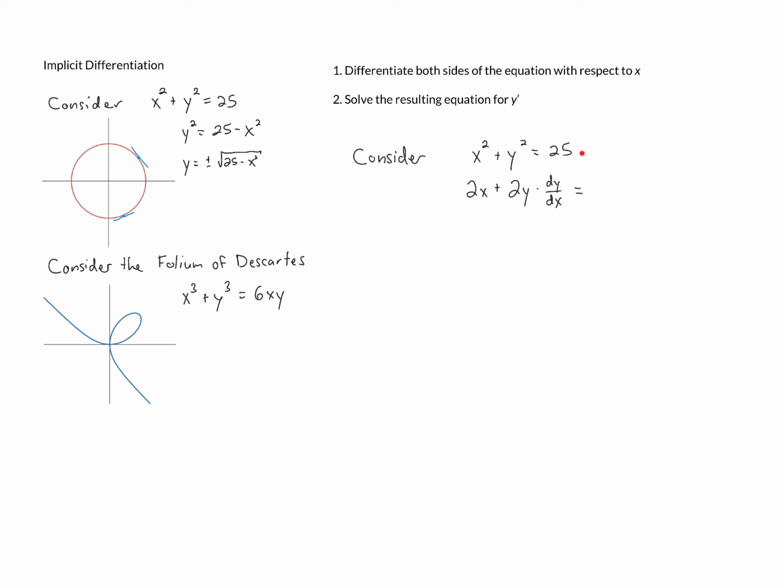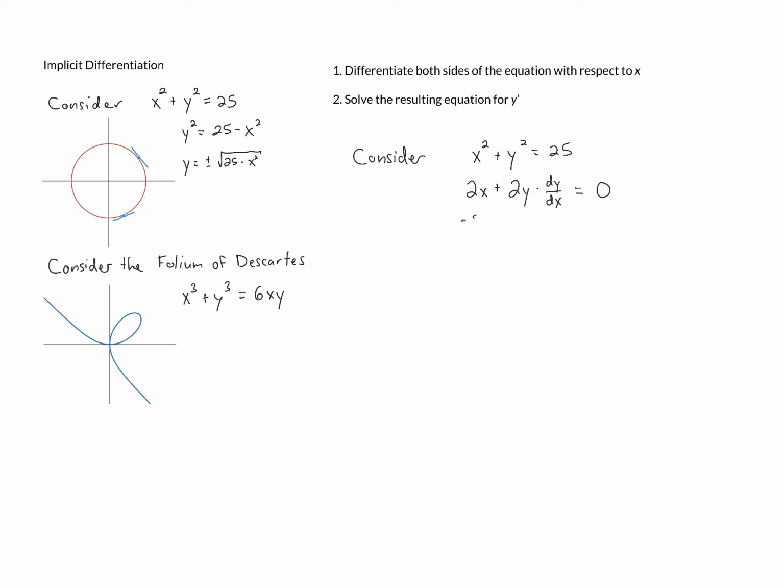Now on the right-hand side, if we differentiate with respect to x, the derivative of a constant with respect to x is just 0. So the right-hand side is going to be 0. And now we have an equation that relates x, y, and dy over dx, the derivative. And our second step is to solve that equation for either y prime or dy over dx. Same, right? We want to get this dy over dx alone.